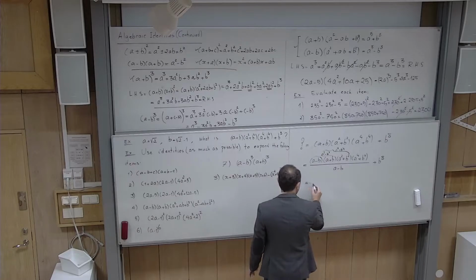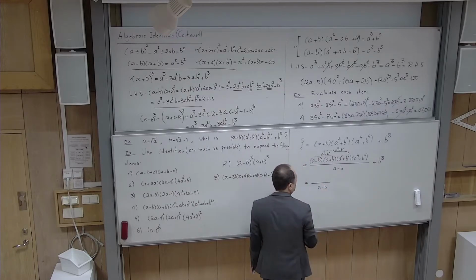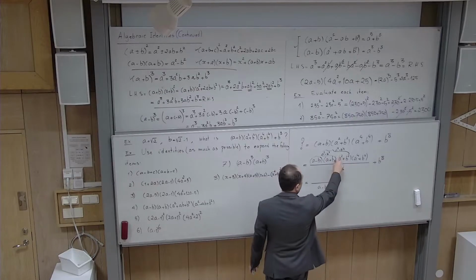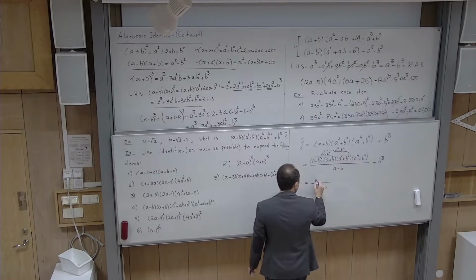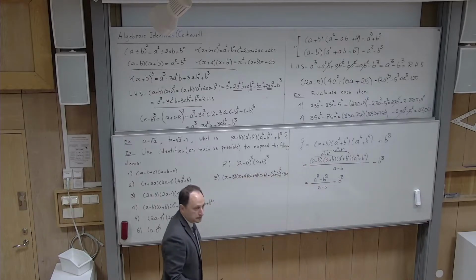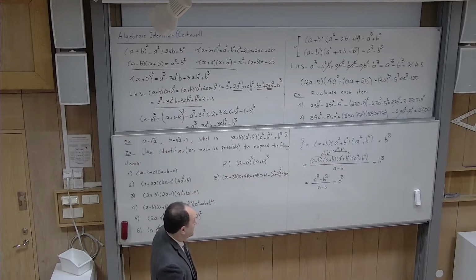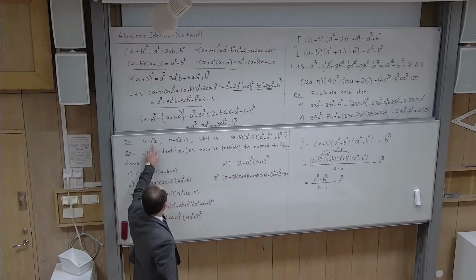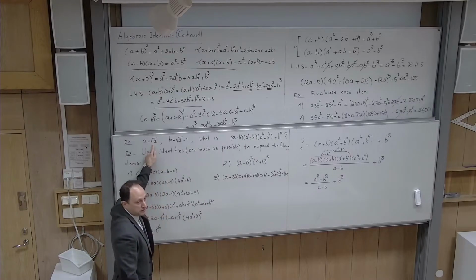So what will happen? The denominator is still a minus b, but what is the numerator now? This one multiplied by that is a to the power of 8 minus b to the power of 8, and then I have plus b to the power of 8. Yes? So you might think that still the problem is not solved because raising this number to power 8 is not hard. By the way, can you tell me what is this number to power 8?